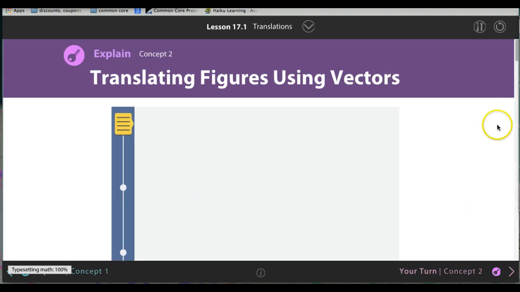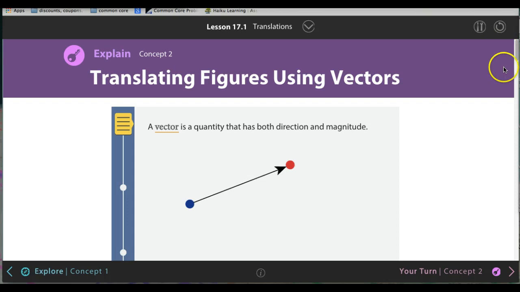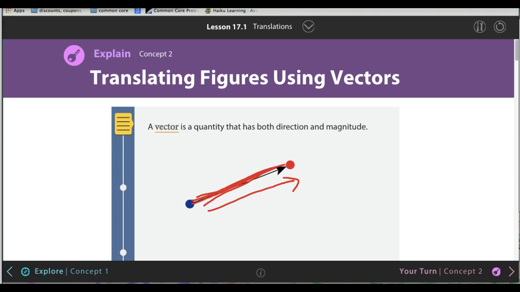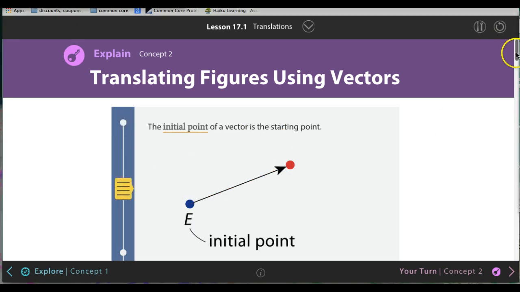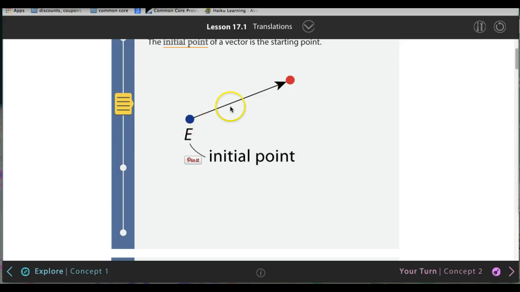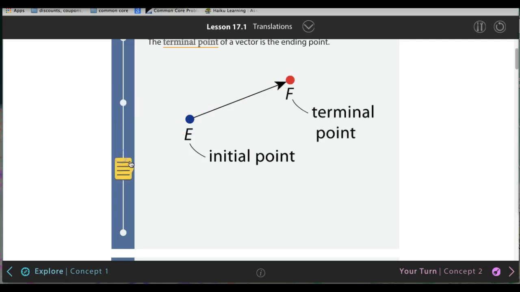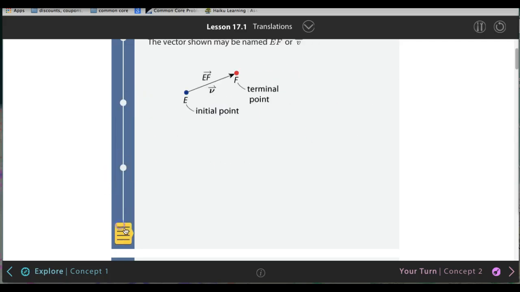So then over here, they talk about vectors, and you might be wondering, what is a vector? But it tells you here, a vector is a quantity that has both direction and magnitude. What that means is it tells you which way to go and how long. You see the length of this line? That's how long it has to be. Okay, so if you scroll this down, it will tell you, oh, that's the initial point and that's where you're supposed to go to. That's the terminal point, okay?